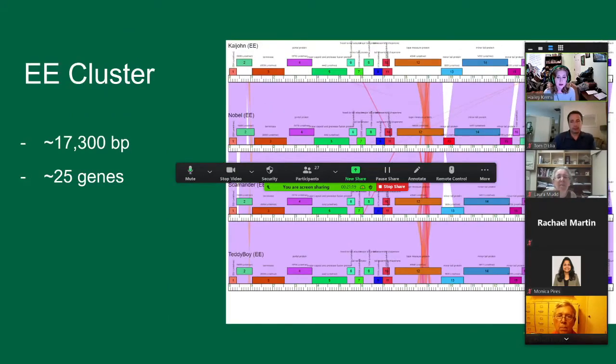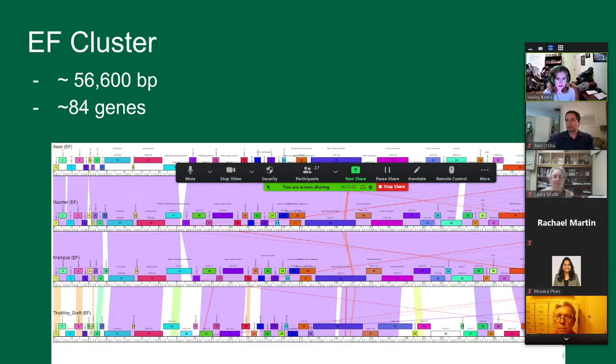With the EE cluster, we had Kaijan from St. Leo, and we compared them against Noble, Scamander, and Teddy Boy. The EE cluster phage are typically 17,300 base pairs in length and have around 25 genes. And what's unique about these guys is that it's a super short genome size compared to all the other E-type clusters, and some things of note are the 20 through 22 genes in the reverse orientation, as well as the variation seen in the tape measure protein on gene 12.